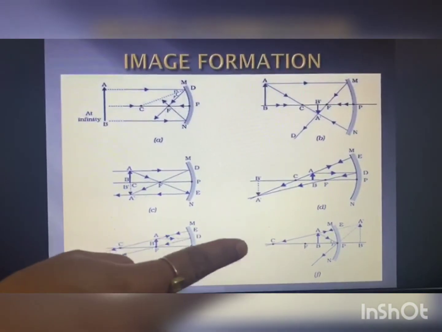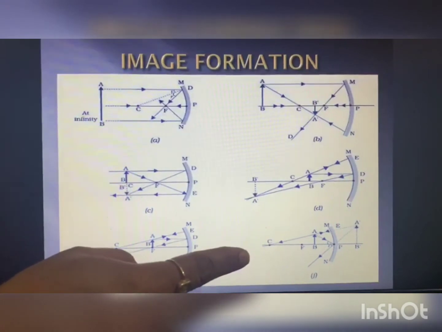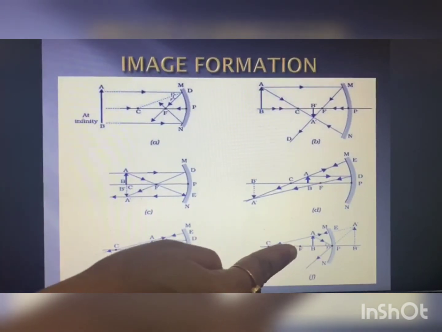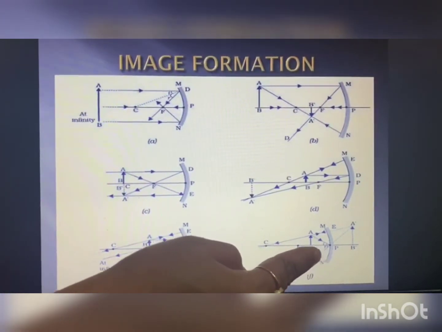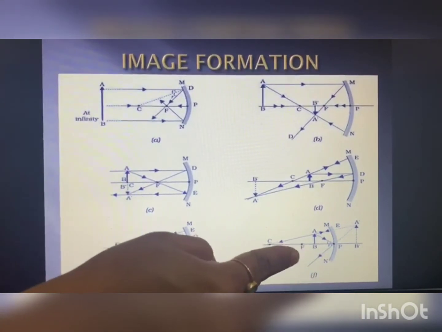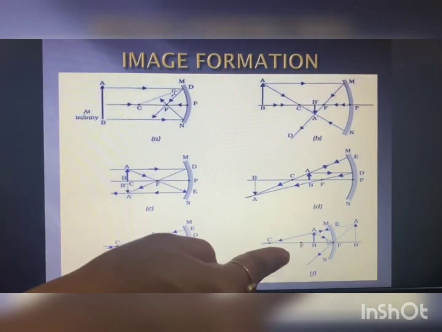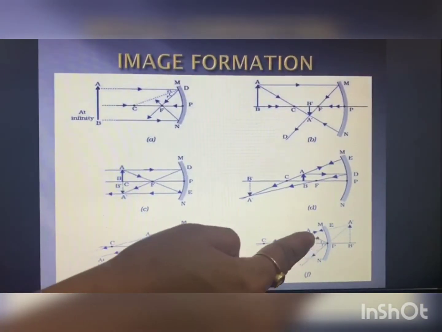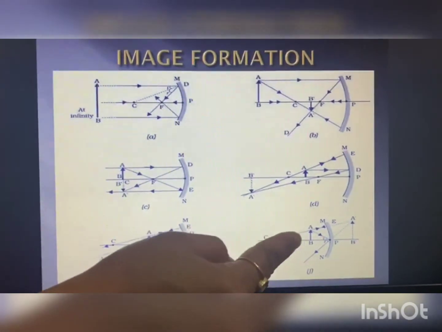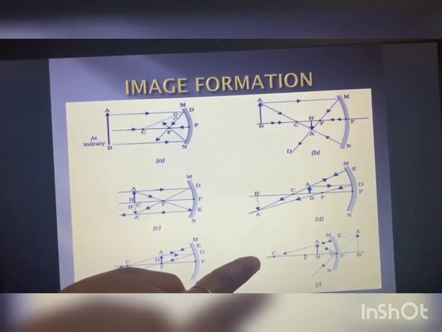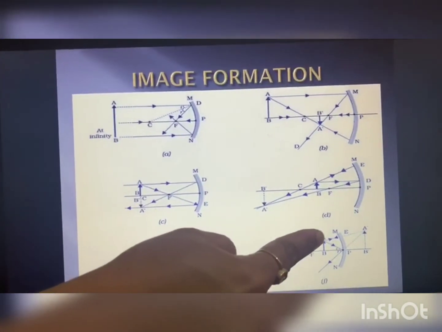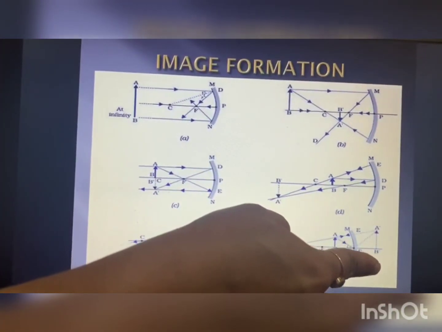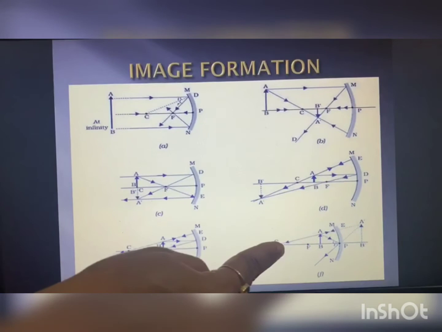Now next and last is where the object is placed between P and F, pole and focus. So, which two rays will you use to draw the ray diagram? The laws of reflection. See, normal, incident ray and reflected ray. And then a ray which passes through the center of curvature reflects back in the same direction.